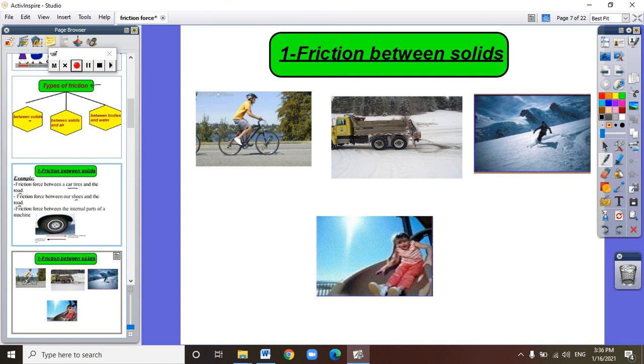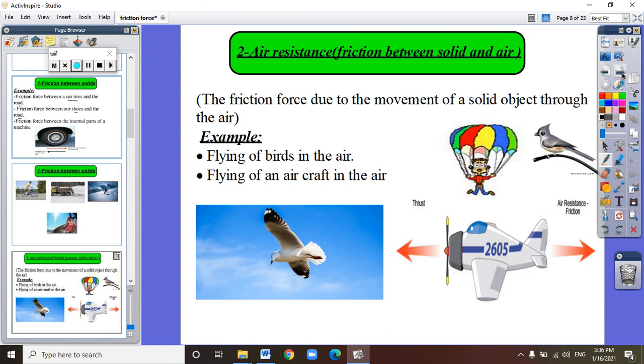Between the tires of the bicycle and the road, between the tires of the car and the road also, between the slide and the ice, and between the body of the girl and the slide. All of them are solids. The tire of the car and the road, they are solid. So the friction force between these two surfaces is the friction force between solids. And all of these examples are the same. So we finished the friction force between solids.